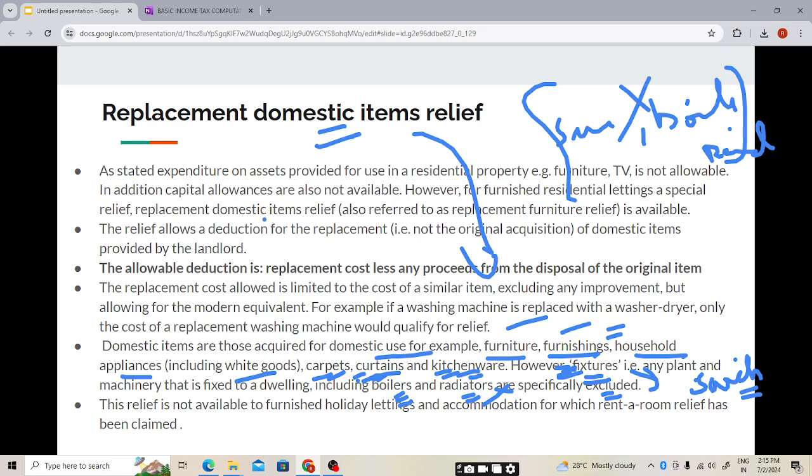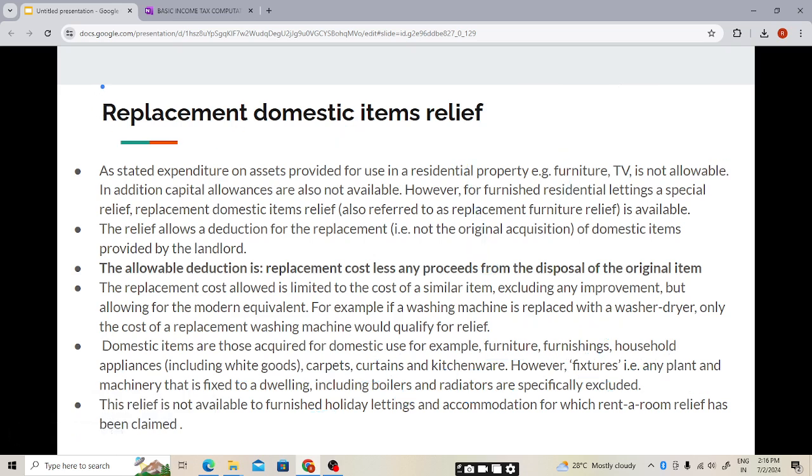So let's take this. This relief is not available for furnished holiday lettings and accommodation, or for which rent a room relief has been claimed. Now we will take a brief summary and do a question on this. Replacement domestic relief says that whenever you provide small assets like furniture or a TV in your residential property, the amount you spend originally, during your first time, you will not be allowed to deduct. But whenever you are replacing those assets, you will get replacement domestic relief.